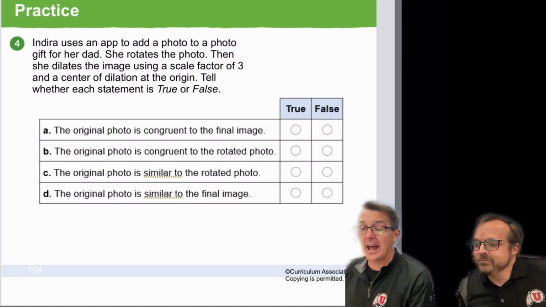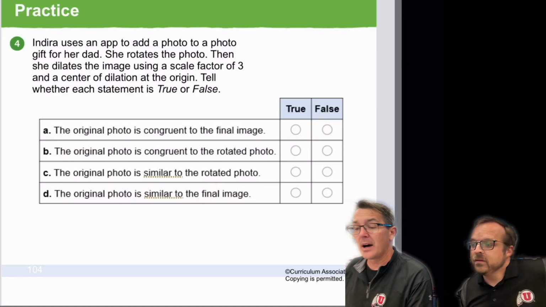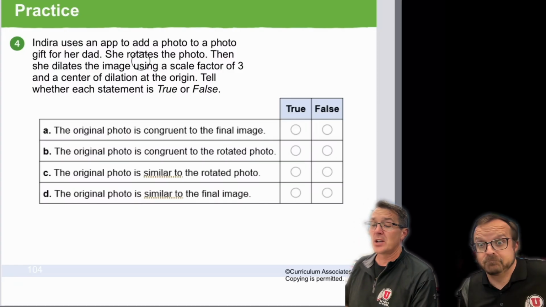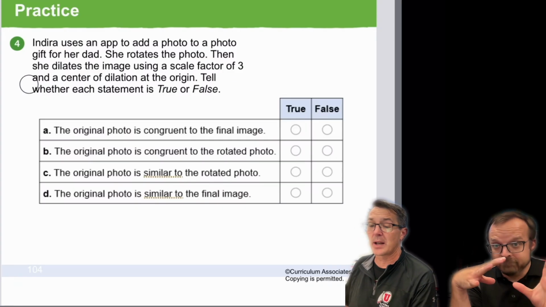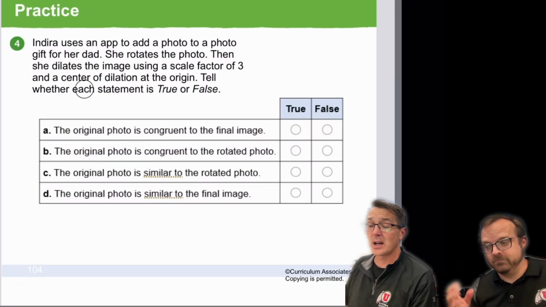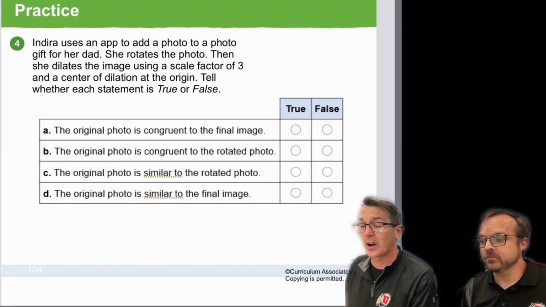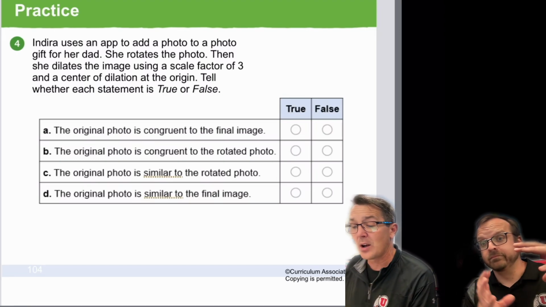Indira uses an app to add a photo to a photo gift for her dad. She rotates the photo, then she dilates the image using a scale factor of 3, and the center of dilation is the origin. Tell us whether each statement is true or false. What I like to do first is look at what we're doing here. The first thing we're doing is a rotation.